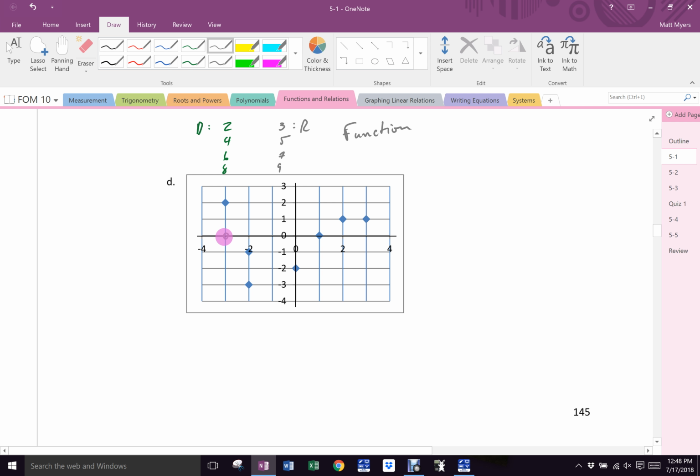So, at that input, at that domain value, what's the range value? So there's one output at that input, correct? What happened here? There's 2 outputs. Is this a domain? Is this a range? Is this a relation or a function? It is a relation.